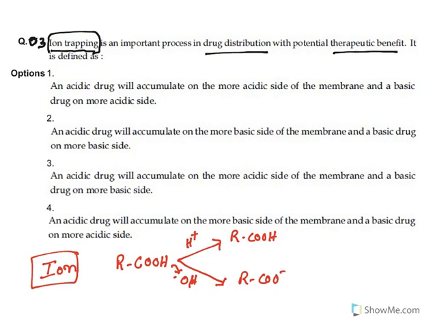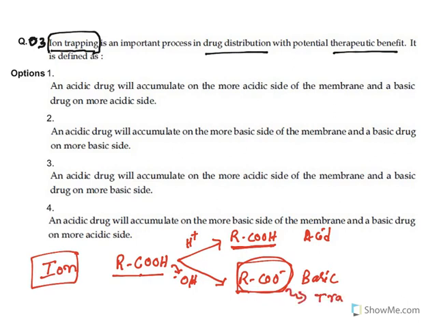Now see what has happened. In acidic pH, it remained as such, unionized. Whereas in basic pH, it is converted into ionic form. So the moral is: acidic drugs will be unionized in acidic pH, whereas acidic drugs will become ionized in basic pH. If it is ionized, it cannot pass through the biological membranes and it will get trapped in that compartment. That is what is known as ion trapping.